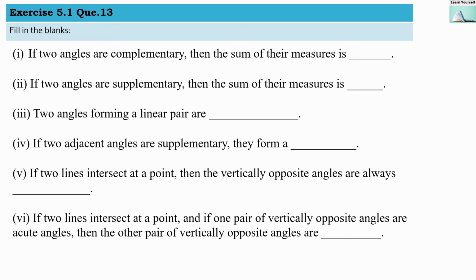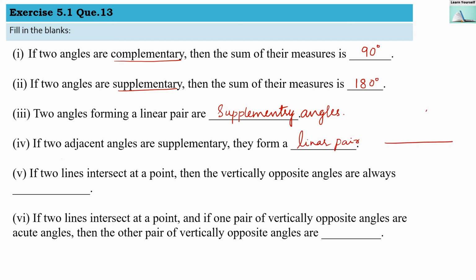Question number 13. Fill in the blanks. We have to fill in the blanks based on the concept of the angles. First, if two angles are complementary, then the sum of their measures is 90 degree. Second, if two angles are supplementary, then the sum of their measure is 180 degree. Third, two angles forming a linear pair are giving us 180 degree in total. That means they are supplementary. Fourth, if two adjacent angles are supplementary, then they form a linear pair.